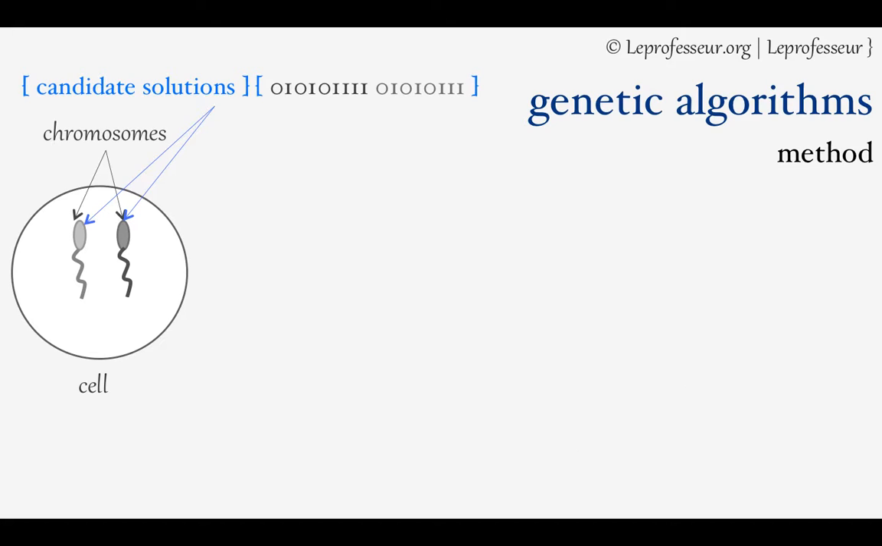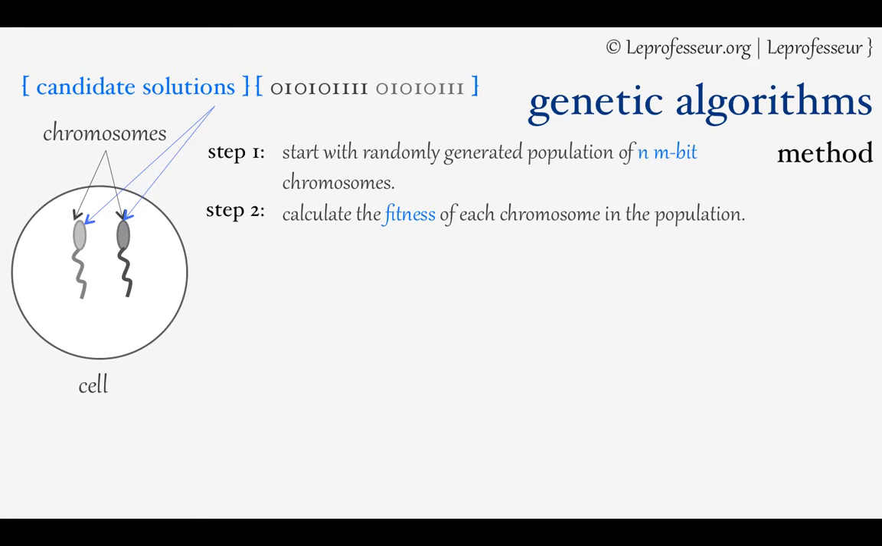Now let's talk about the method. It's a very simple method, generic genetic algorithm method. So step first is very simple, that you start with a randomly generated population of n m-bit chromosomes. What it means is that you have some number of chromosomes, and each chromosome has a certain length or number of bits. In step 2, you calculate the fitness of each chromosome in the population. If the fitness function is a filtering criteria, you filter all those chromosomes. Only the good chromosomes filter through. The bad chromosomes, you discard them.